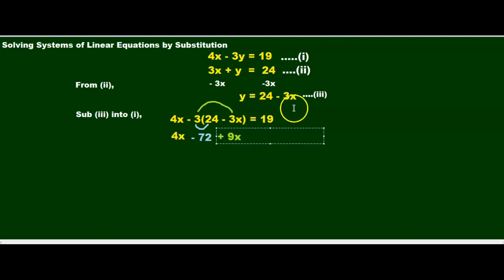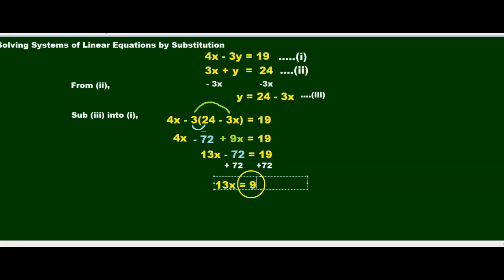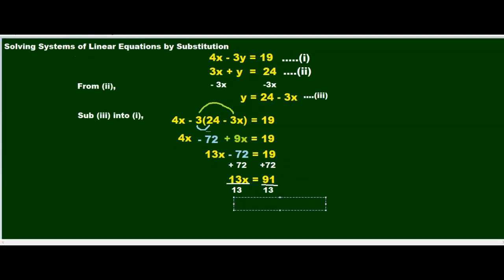If you need a refresher, I have a quick review of negative numbers in another video. And that equals 19. Next, I'm going to collect my like terms. So 4x plus 9x gives me 13x minus 72 equals 19. I'm going to plus 72 on both sides of our equation. It's always on each side of the equal sign, so we keep the equation balanced. And we're left with 13x equals 91. I'm going to divide both sides by 13, which gives us x equals 7.